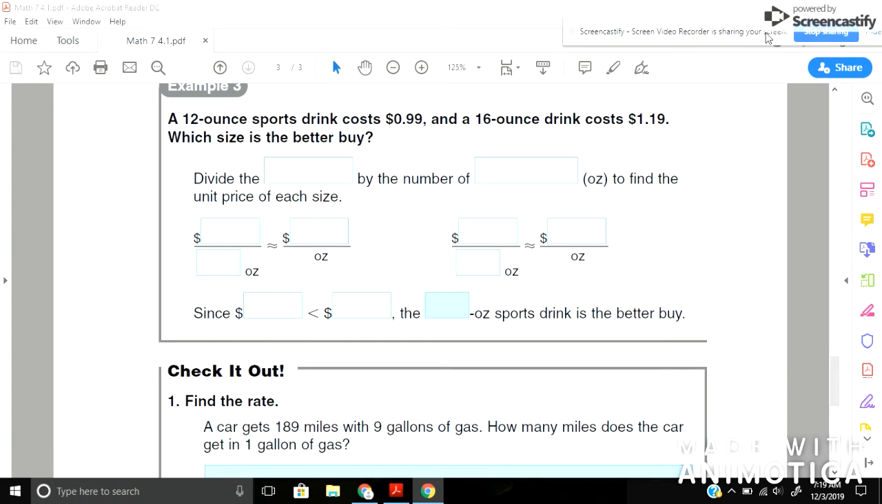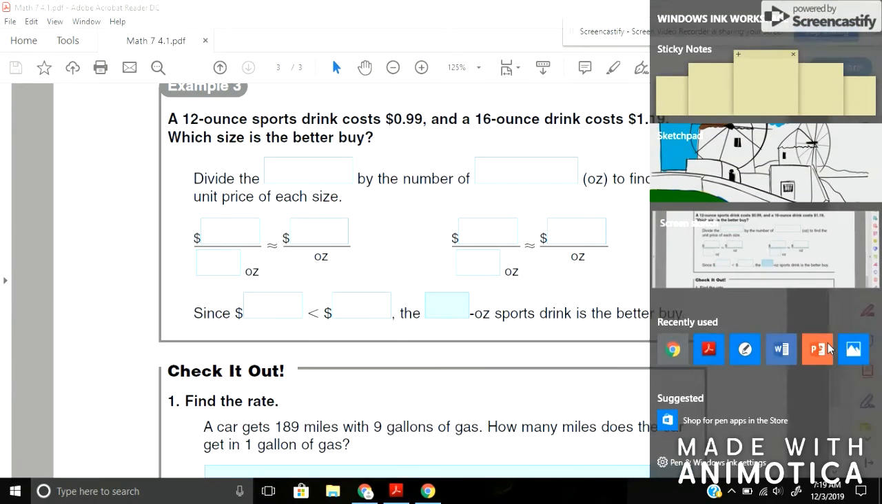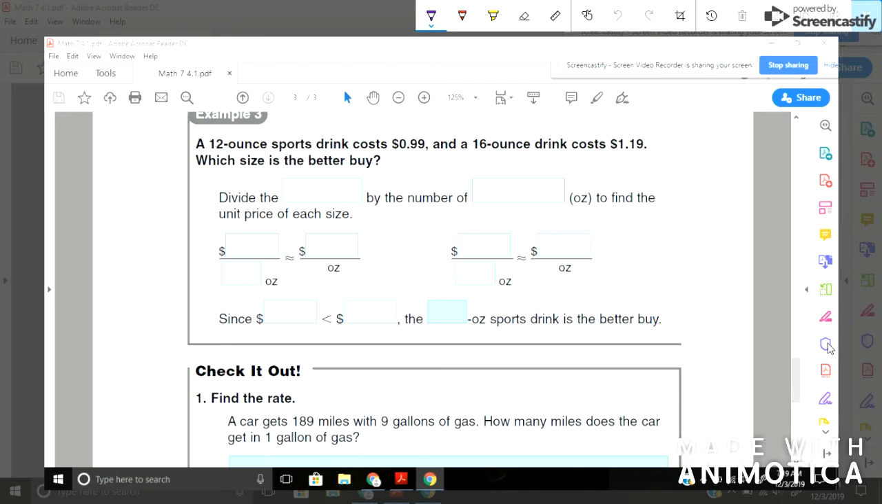Okay, sorry I got cut off there, but let me just quickly fill in here what we had. We said price, and we said ounces, and the first one was 99 cents for 12 ounces, and the second one was 119 for 16 ounces. Okay? So we just have to take our price and divide it by our ounces. So we came up with 8 cents per ounce.